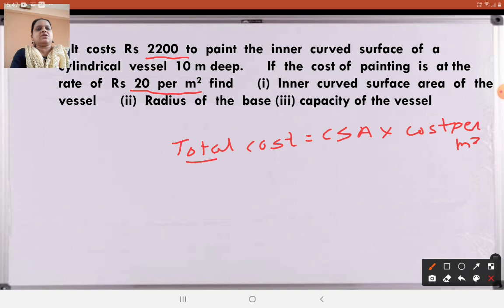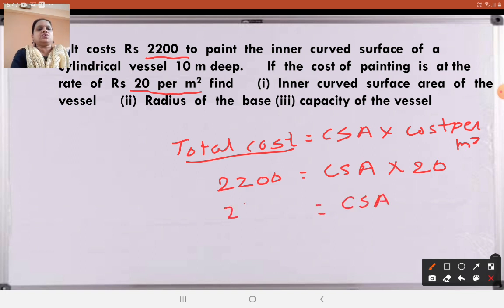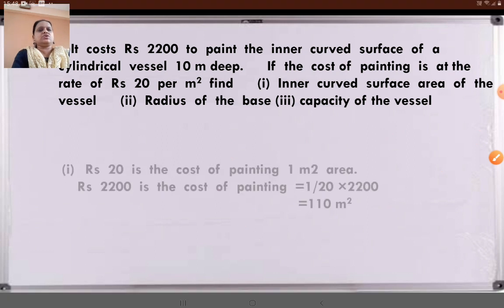Now what is given? The total cost is given as 2200. The curved surface area is an unknown value, multiplied by 20. So how to find the curved surface area? We will divide 2200 upon 20 and find the curved surface area. So let us see the solution over here.